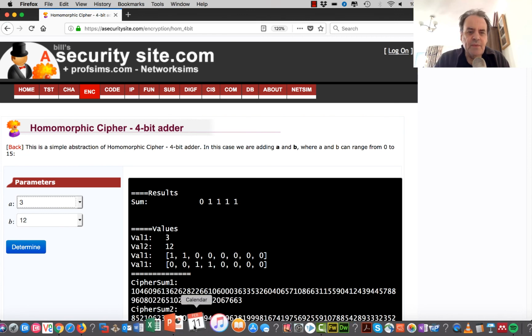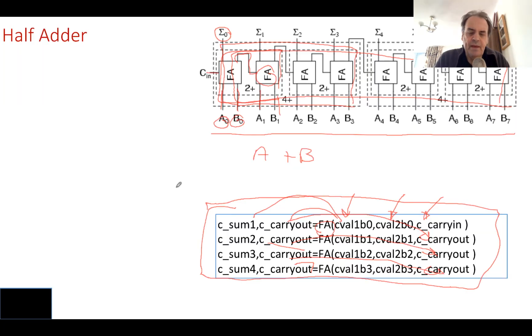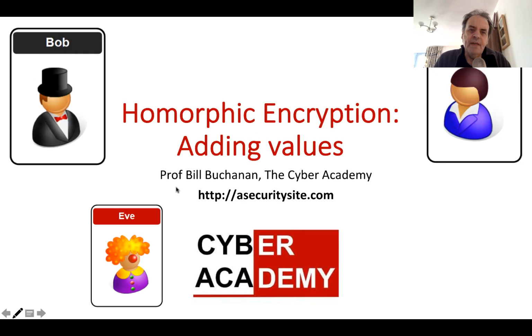Okay, so in this way we can actually preserve the original data, but be able to create any function that we require. Okay, so that's a demonstration of homomorphic encryption with a basic 4-bit adder.